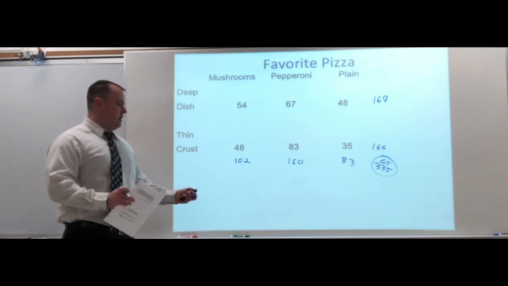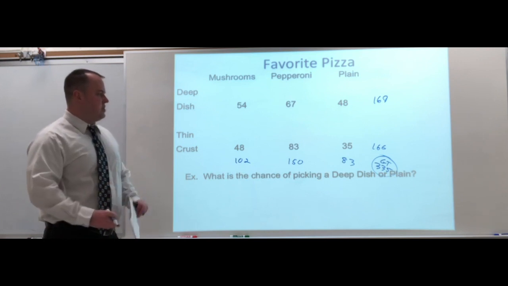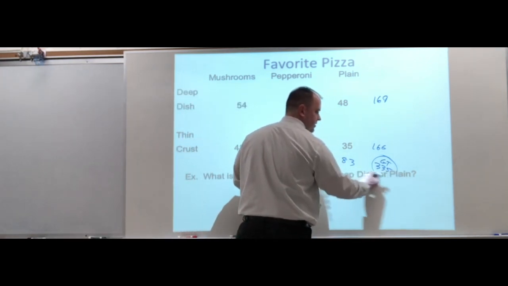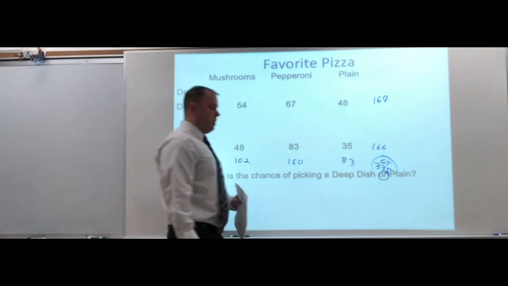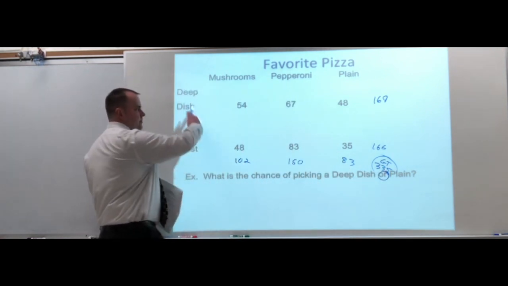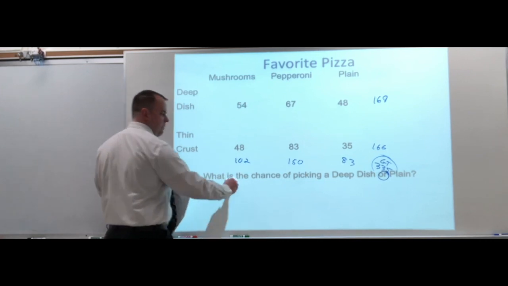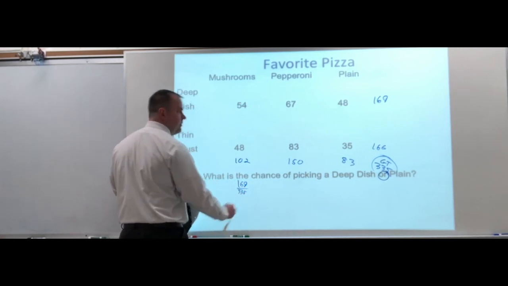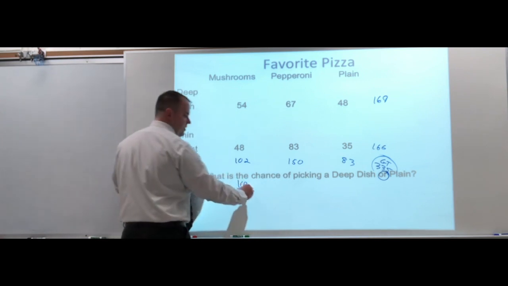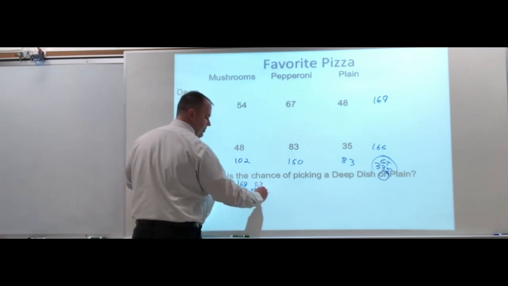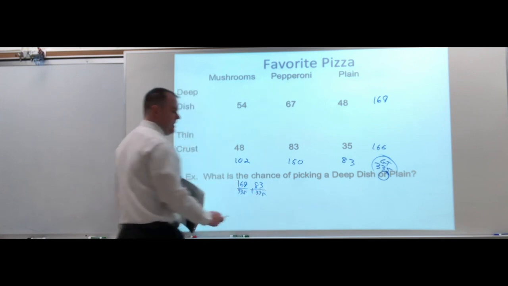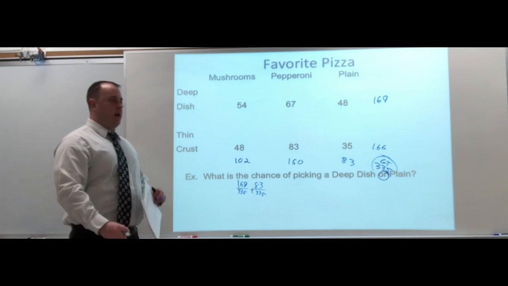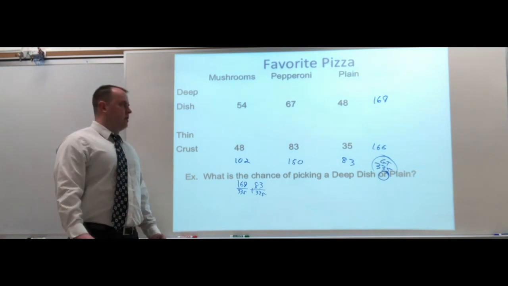Okay? Now these problems look the same. What's the chance of getting a deep dish or a plain? There's our keyword or. Now, deep dish goes across, and that's going to be 169 out of 335. Plain's going down. That's going to be 83 out of 335. Now, you have to think, can you get a deep dish pizza that's also plain? And the answer is yes. There is such thing as a deep dish pizza that's also plain.